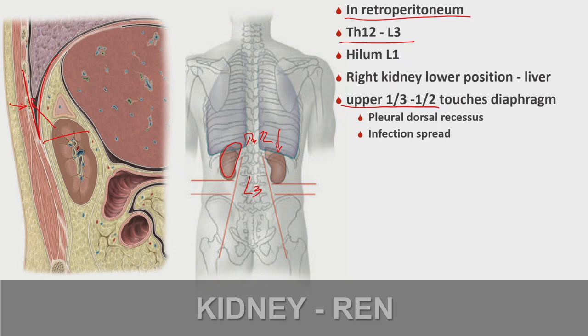This recessus is also important when you have to perform drainage of a collecting system. When the kidney is in deep inspiration, the kidney is going down. When the patient is expiring, the kidney is traveling up, and during a very deep expiration, the kidney could be covered from the dorsal part mostly by the pleural recessus. So it's very important.